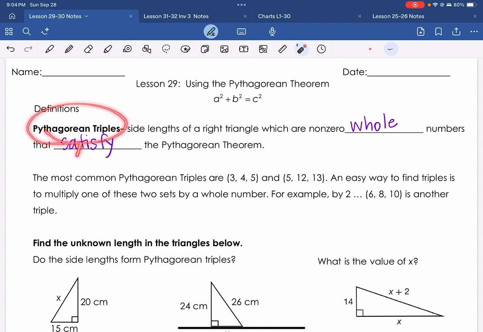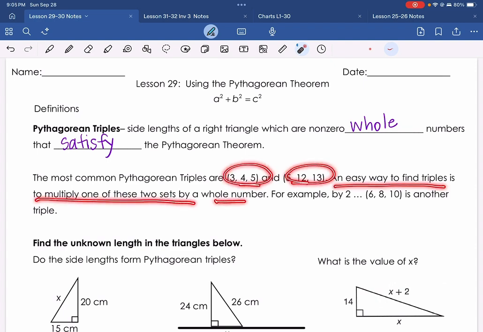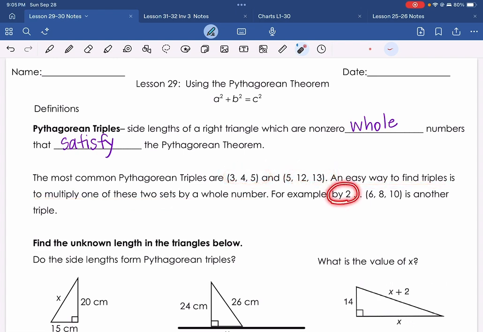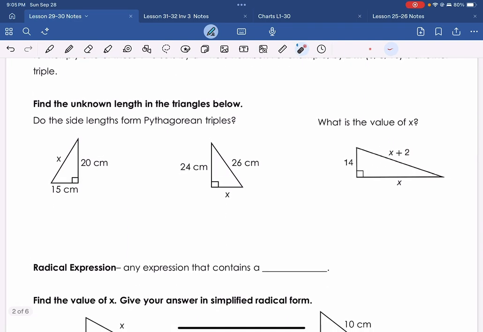No decimals, no radicals. For example, the most common triples are 3, 4, and 5, and 5, 12, and 13. Meaning if I do 3 squared plus 4 squared, it'll equal 5 squared. It'll be pretty numbers. An easy way to find triples is to multiply one of these two sets, so this one or this one, by a whole number. For example, if I multiplied by 2 right here, I would get 6, 8, and 10, which is this right here. Okay, so triples are basically very pretty numbers. Let's look at a few examples so that way you can see what I'm talking about.